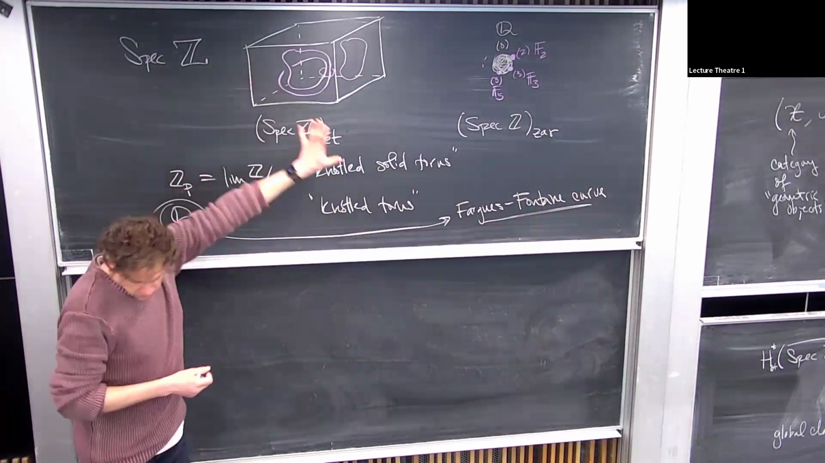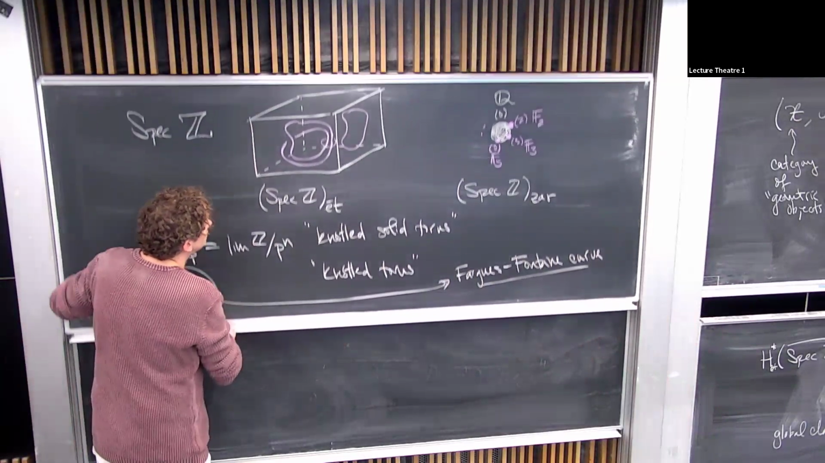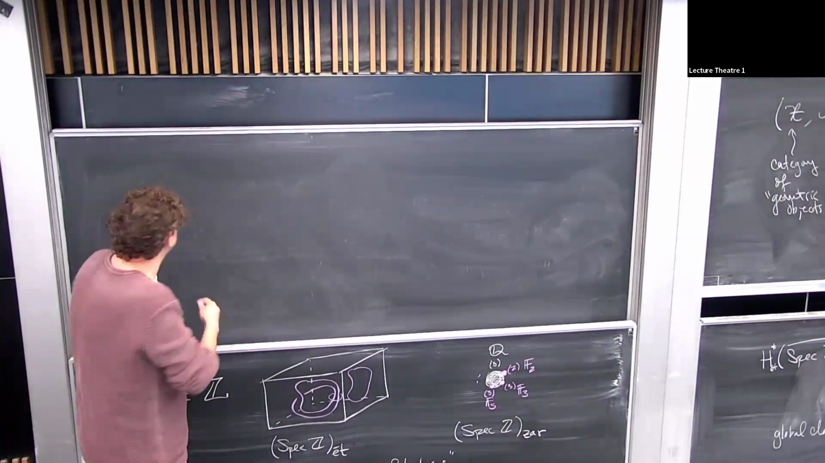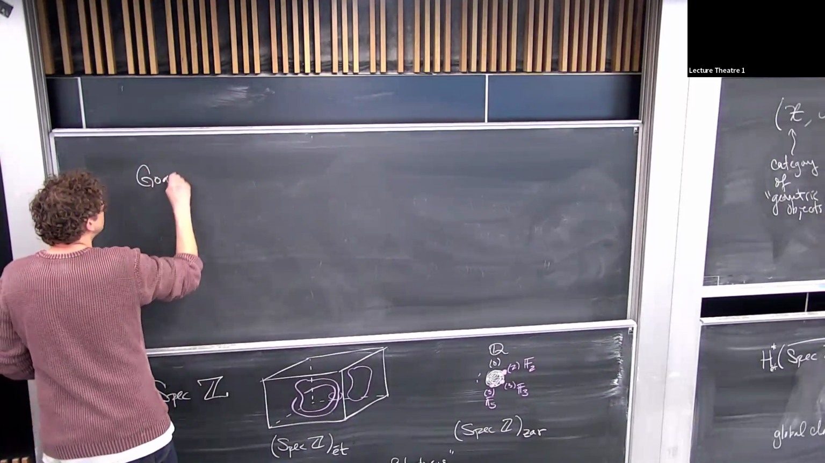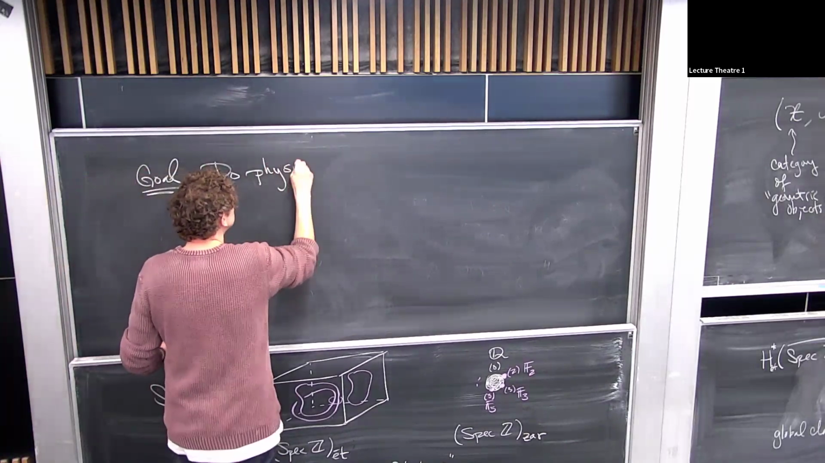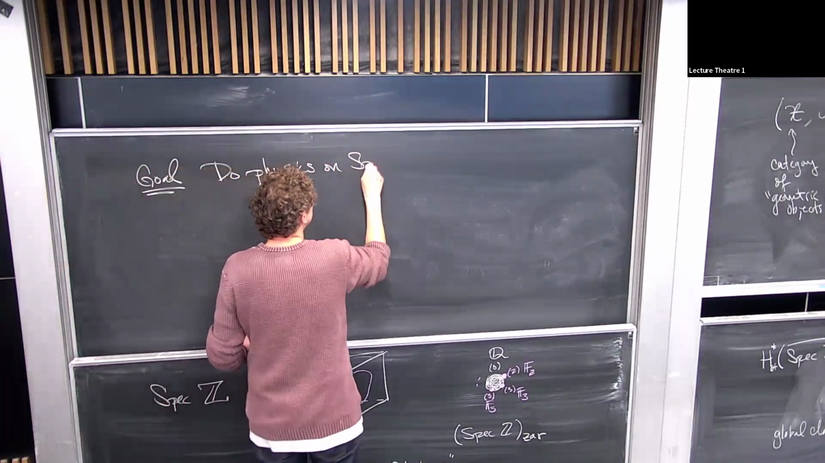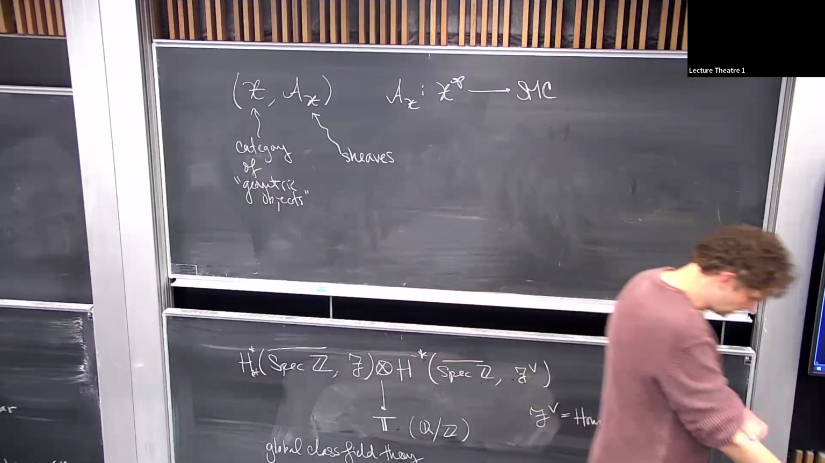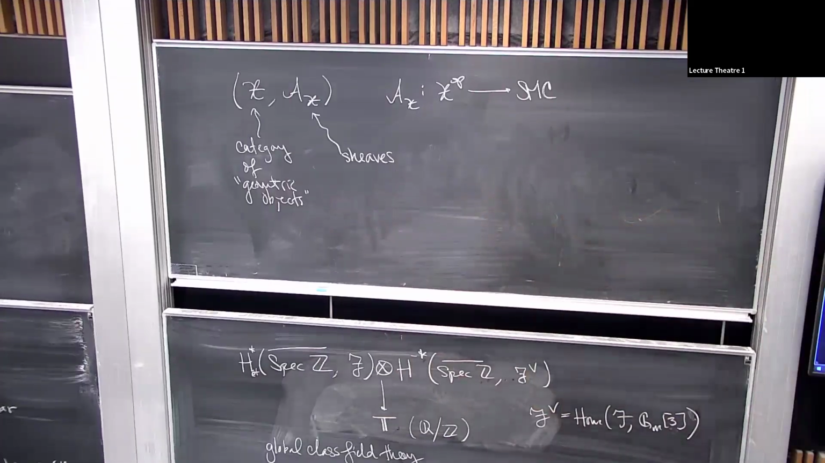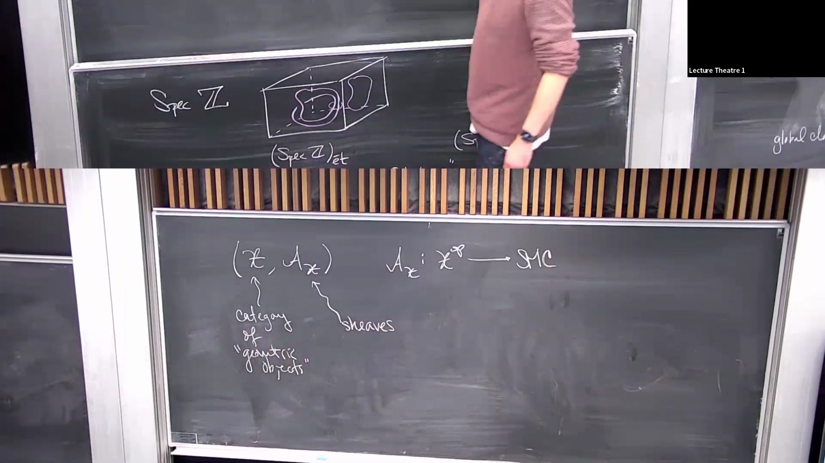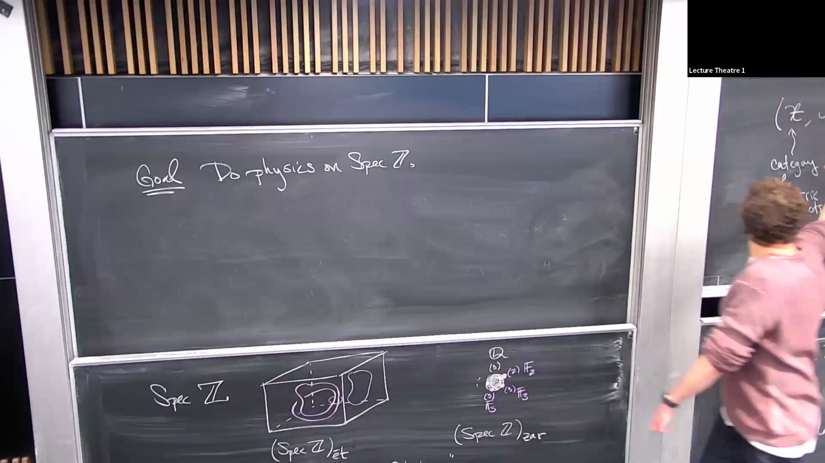So all of this is supposed to be motivation for the following objective. I'm not sure if it is motivation for you, but it was motivation for me. Goal: do physics on Spec Z somehow, or some compactification of it or something. And well, again, the situation is that the only ways in which we have to understand this object are in these kinds of terms.